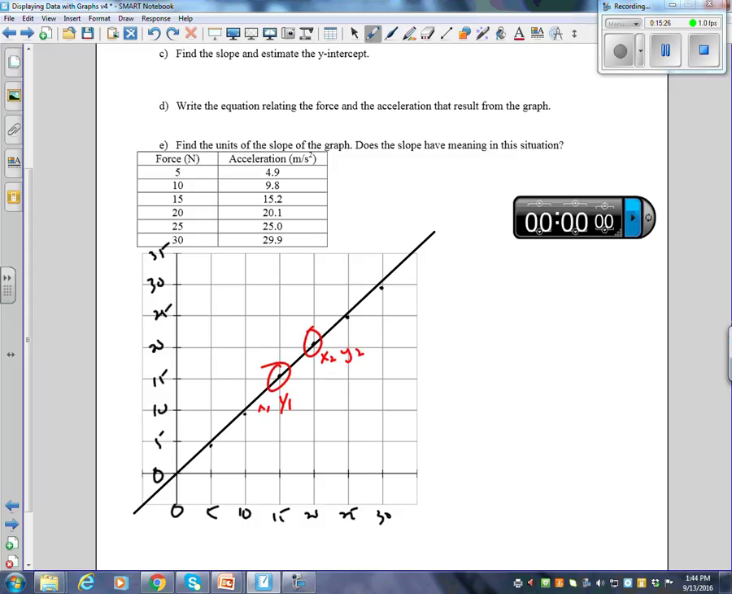Take your y2s and subtract. So this y value here is 20.1. 20.1 minus this y value, 15.2. And the x values are 20 and 15. So 20.1 minus 15.2 I think is 4.9. I can do that in my head. I think I did that right. All over 5, which is probably 0.98.